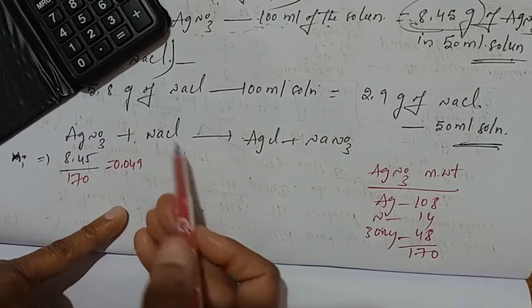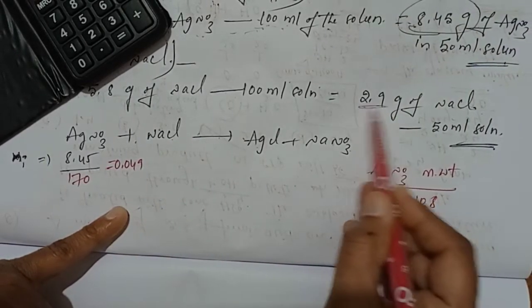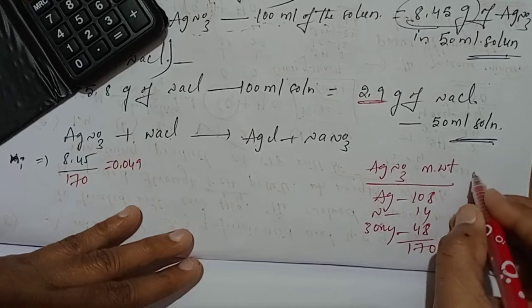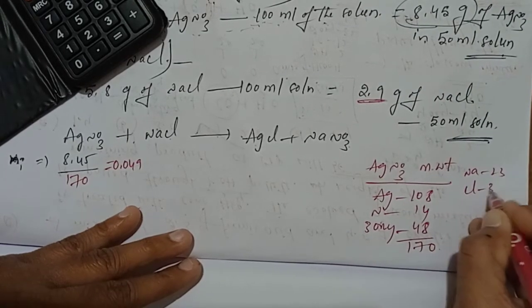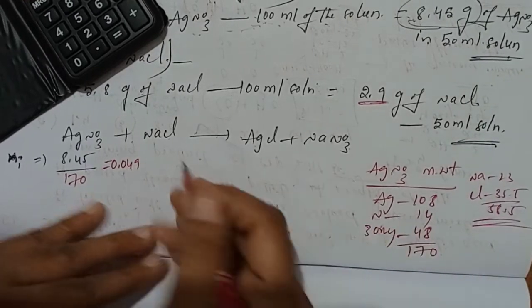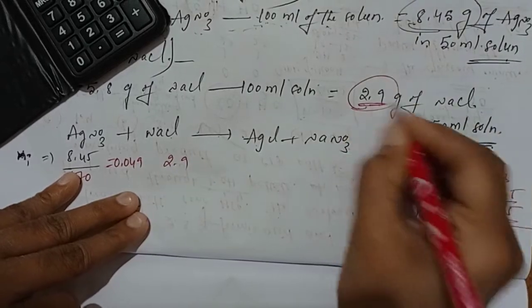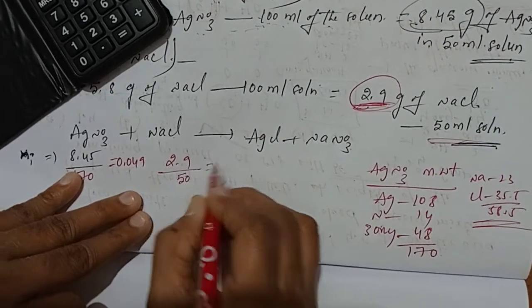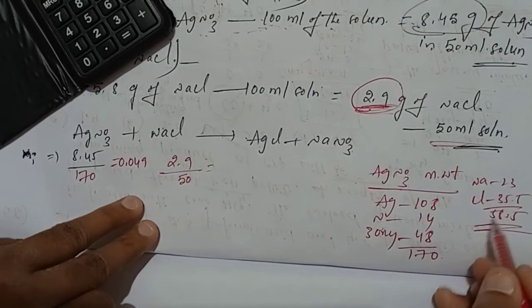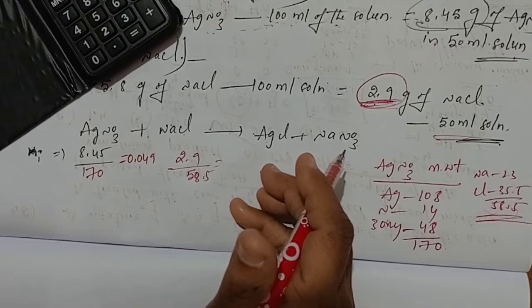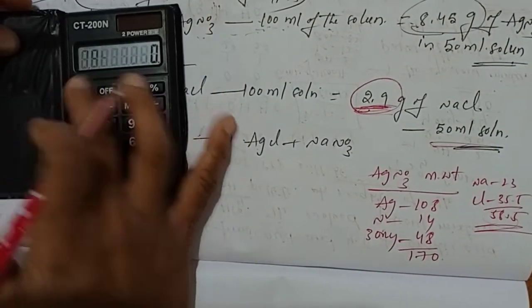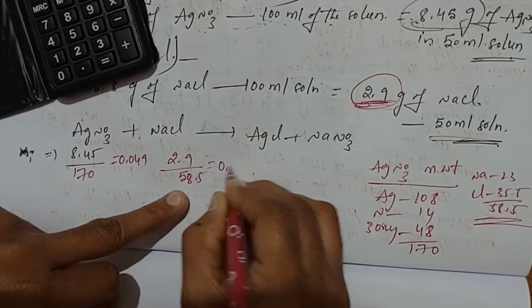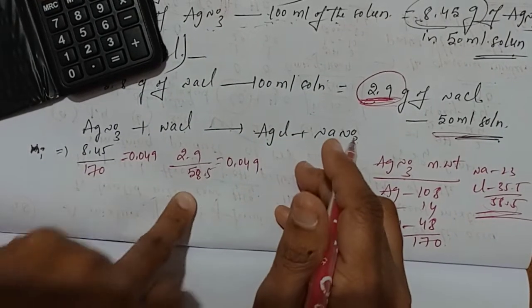Now NaCl also you have to find. NaCl: 2.9 weight by gram molecular weight of NaCl. Sodium is 23, chlorine is 35.5, total 58.5, correct? Here I am taking 2.9 weight because they gave 50 ml. So 2.9 divided by 58.5 is 0.049. This is also 0.049.